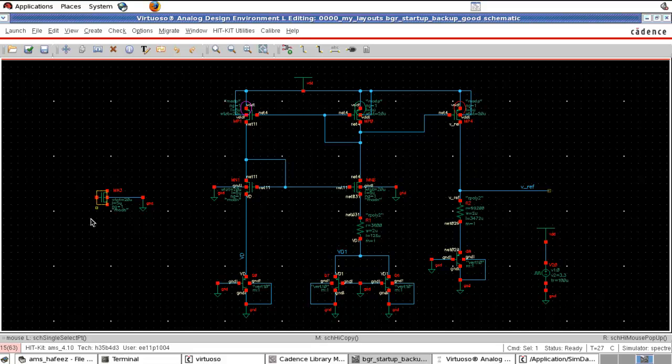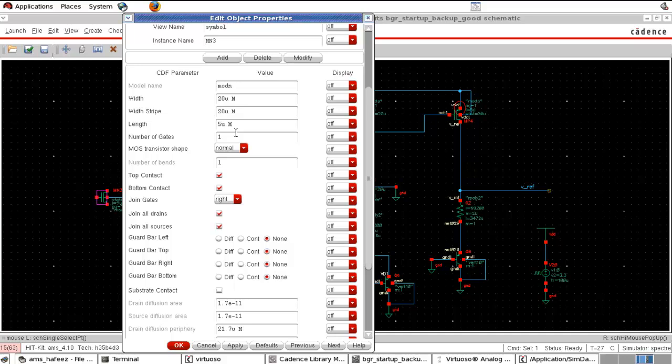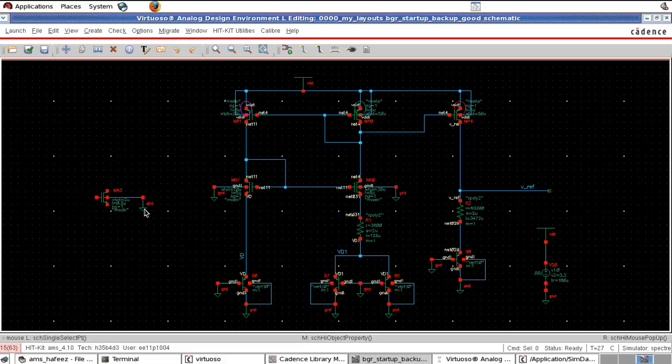So you need not give a big MOSFET here, and you don't need matching or those things, so you can reduce the size of the MOSFET. I am giving a very small MOSFET here, and we said we will connect this MOSFET to the gate of the PMOSes, so that it will pull down the gate of the PMOSes to ground. It will try to pull down the voltage to ground.